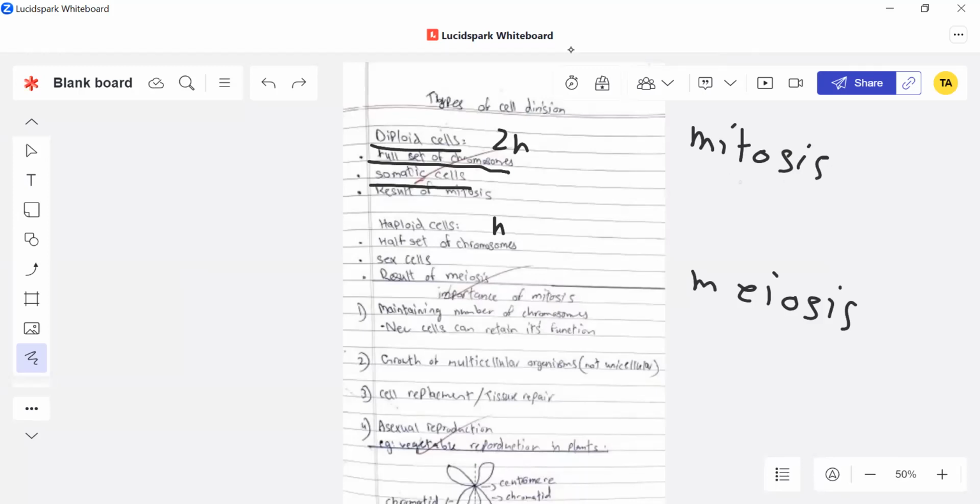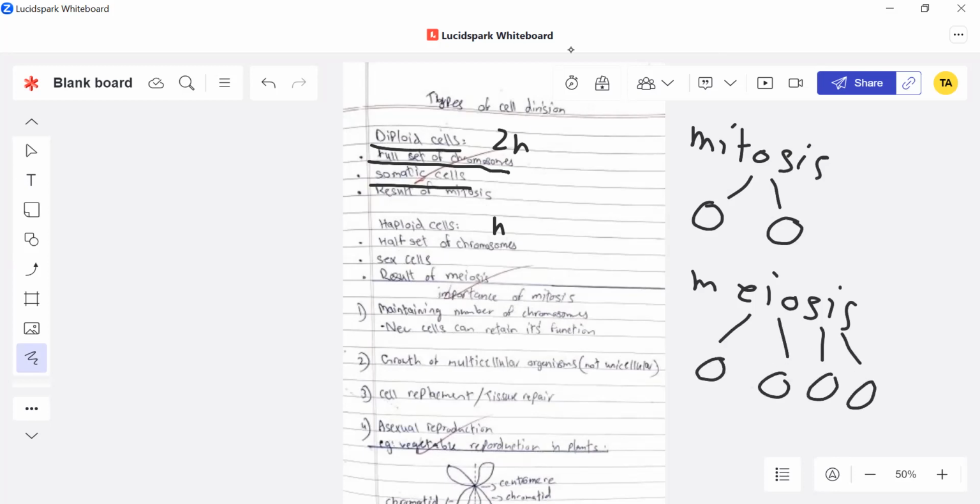And at the end of mitosis, you will form two cells. Whereas in meiosis, you will form 4 cells, and these 4 cells will have half the set of chromosomes. So let's say that I started with this cell and it underwent meiosis. If this cell had 2 chromosomes, then at the end of meiosis, each cell produced will have 1 chromosome. So the number of chromosomes gets halved.